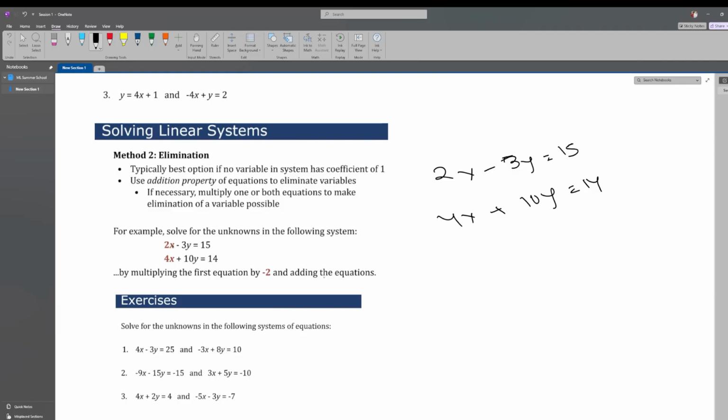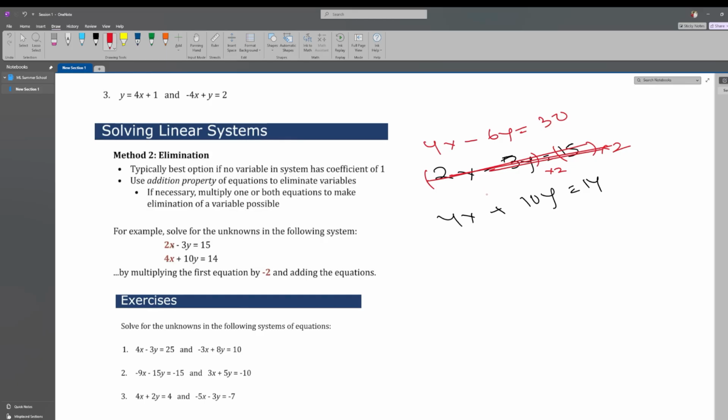So what is it saying? You can see we have 2x and we have 4x. Now the goal is to see what happens if we multiply both sides, obviously by 2. What do we have? We have 4x minus 6y equals 30. Let's forget this one. Now that we have done that, that's good.